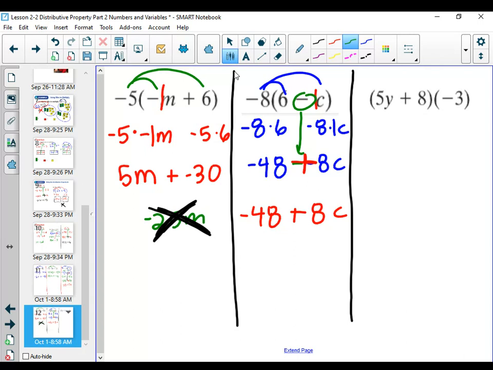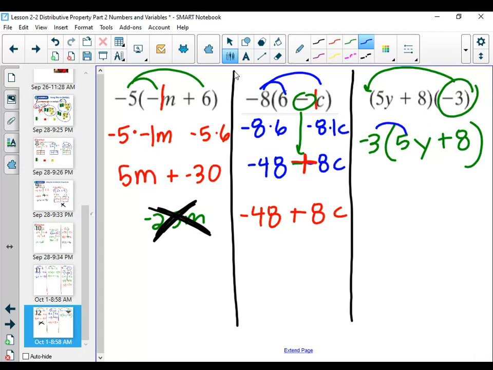Oh no, this negative 3 was trying to be a trickster. Tried to hide itself in parentheses at the end. Positive times a negative is a negative.